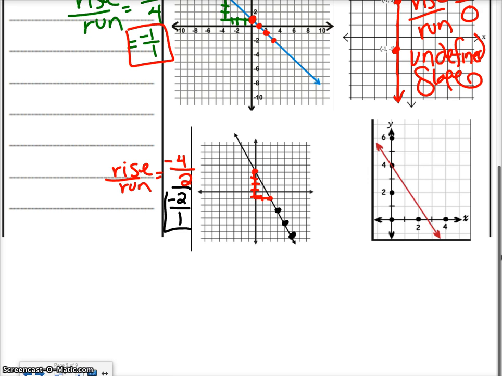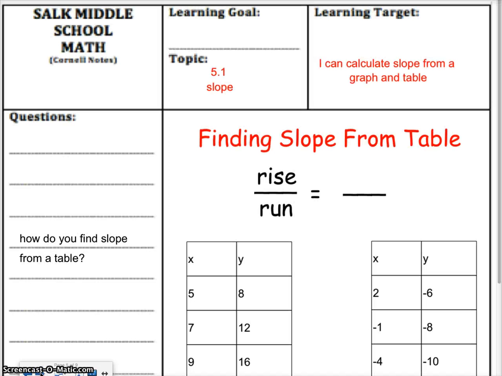Okay? Let's see, this next example, it looks to me like I have a perfect point right here. Okay, I'm drawing my little triangle, rise over run. It looks like I'm going down, so negative 1, 2, 3 over 1, 2. So my slope is negative 3 over 2. Okay, so that's from a graph, and then your next learning target is from a table.